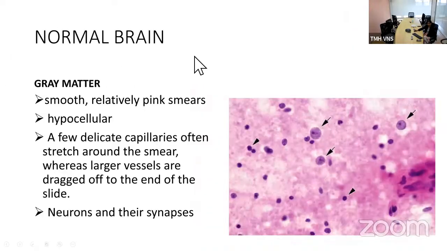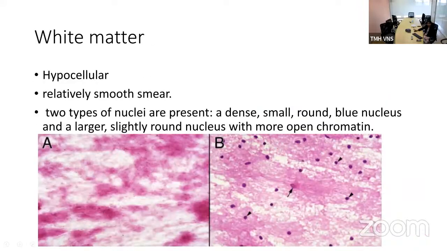Now, before going to the tumors, a brief about the normal brain. Gray matter shows smooth, relatively pink smears, and we can find some neuronal tissues and their synapses, and some delicate capillaries can also be found. White matter is again hypocellular. We can find a mixture of cells, the round oligodendrocytes and some astrocytes.